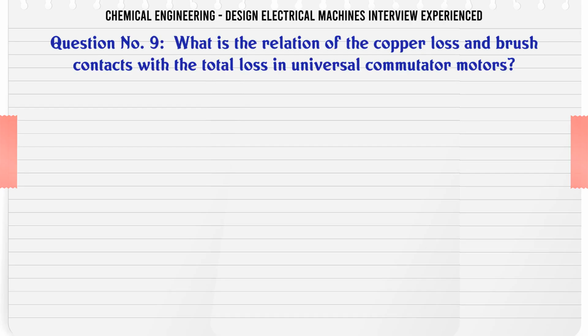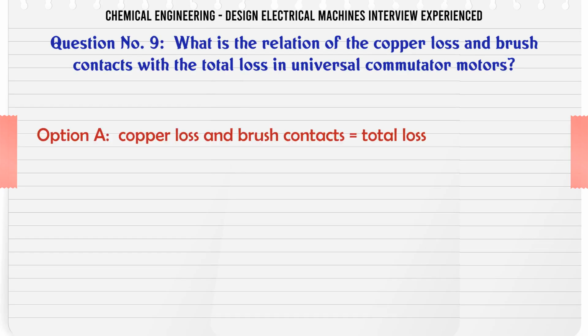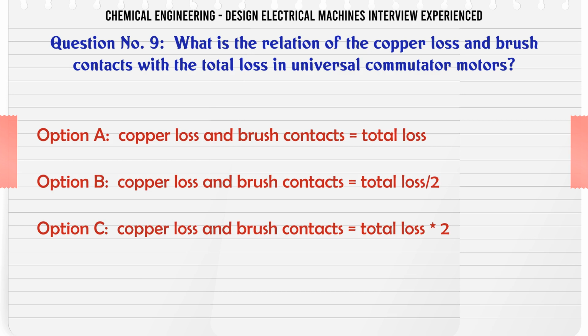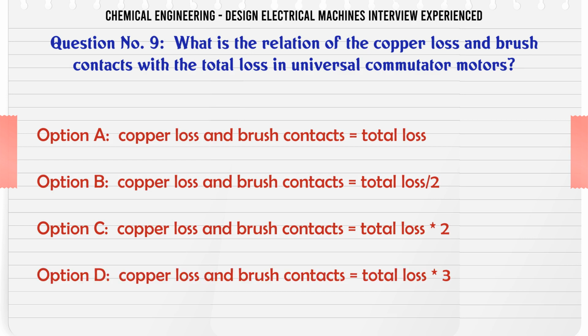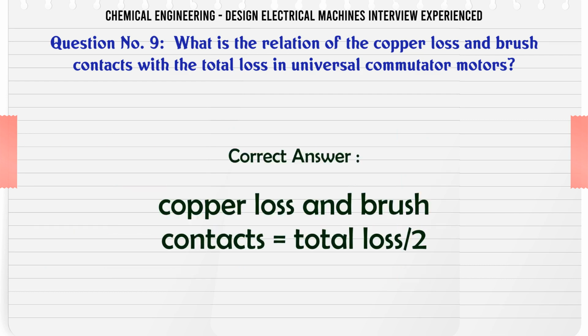What is the relation of the copper loss and brush contacts with the total loss in universal commutator motors? A. Copper loss and brush contacts total loss, B. Copper loss and brush contacts total loss 2, C. Copper loss and brush contacts total loss 2, D. Copper loss and brush contacts total loss 3. The correct answer is copper loss and brush contacts total loss 2.